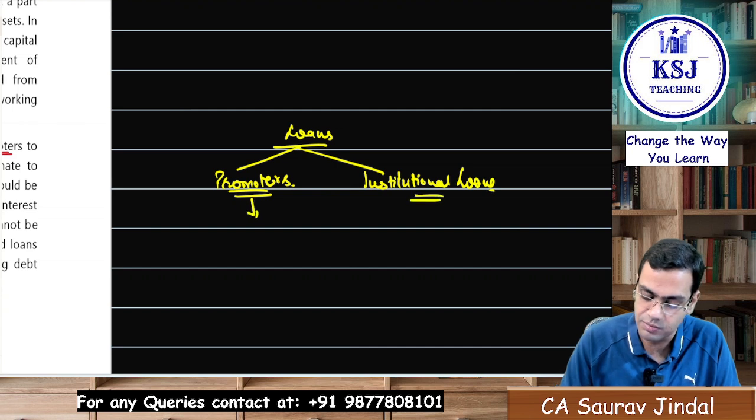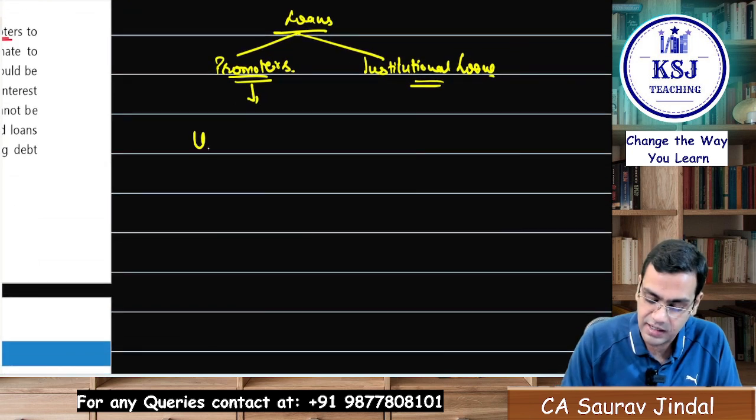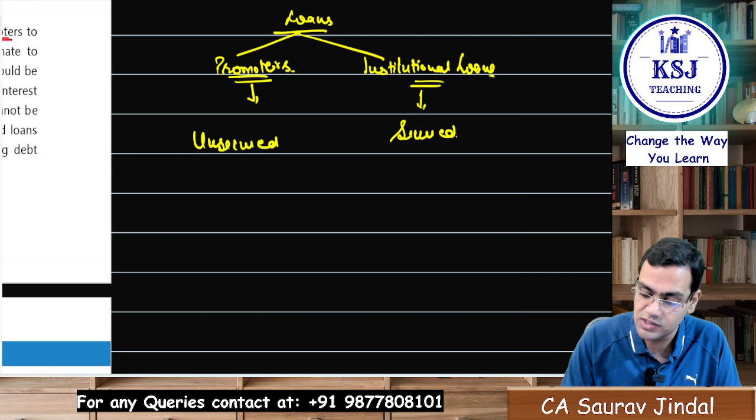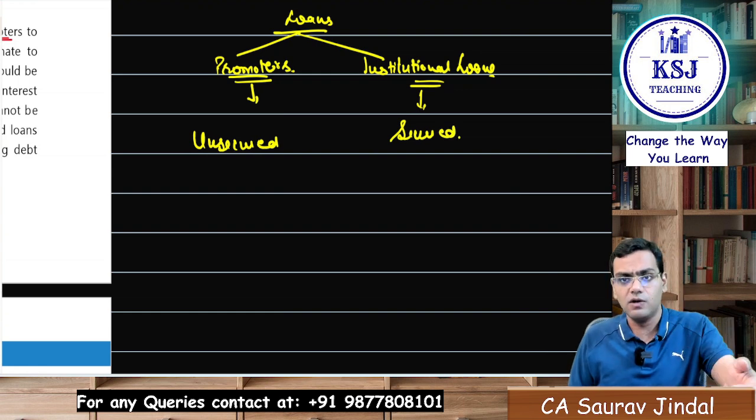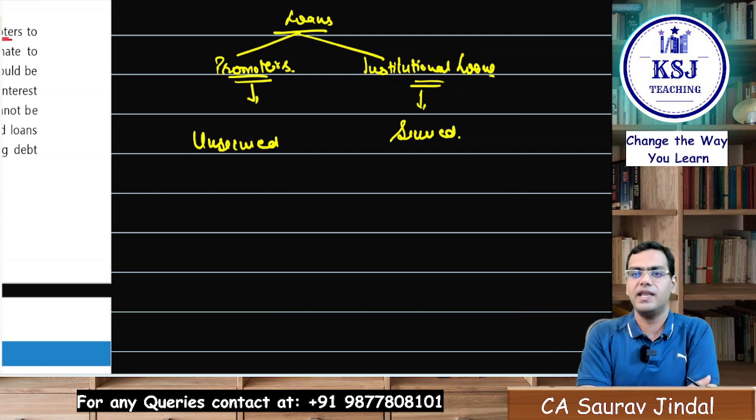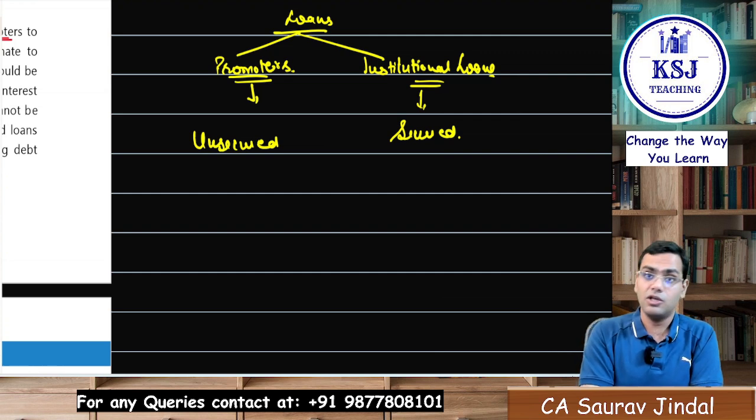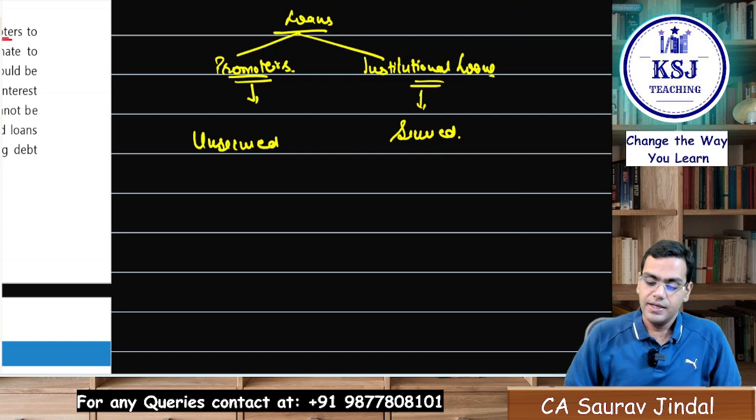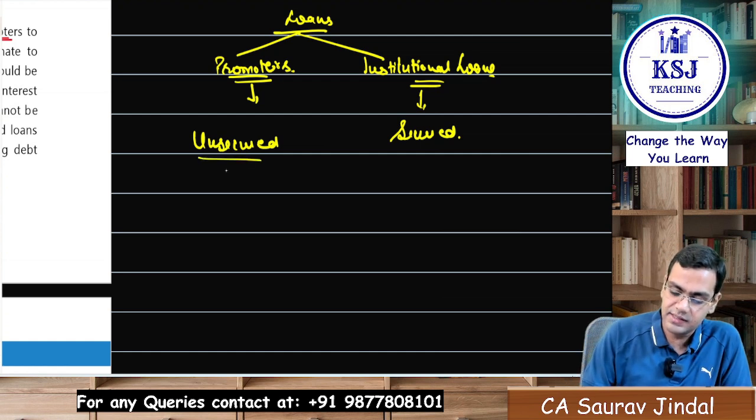Now these promoters will provide an unsecured loan. There is no security which is required. Institutions will provide a secured loan. Institution means if you get the loan from a bank or any other financial institution, that will be backed up by a security, whereas for the promoters, it will be an unsecured loan. Clear? In this case, the rate of interest will be low.